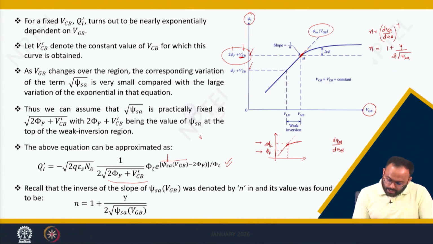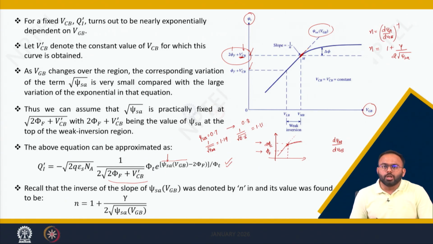Let us consider psi sa value is 0.7, then 1 over root psi sa will give you around 1.19, and when psi sa, the surface potential value, is 0.8, then this value will give you around 1.11. So the sensitivity of that factor is very small, and hence you can simplify it by replacing psi sa by 2 phi f plus VCB.